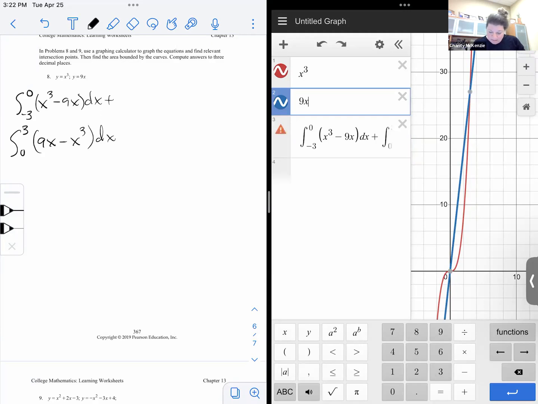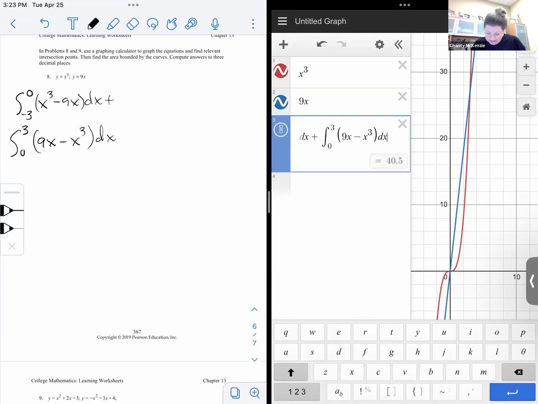Oh, good thing I have that back button. One of my students showed me that. Otherwise, I'd be annoyed right now. Thank you, student, for figuring out something I never even looked at. So 9x, to the third. Okay, this one, and again, another dx. Ta-da! 40.5 is our final answer.